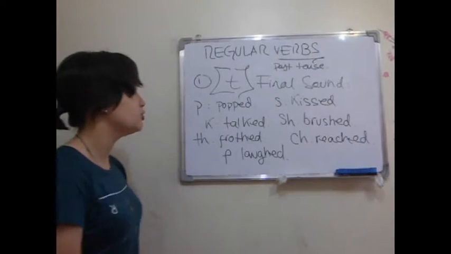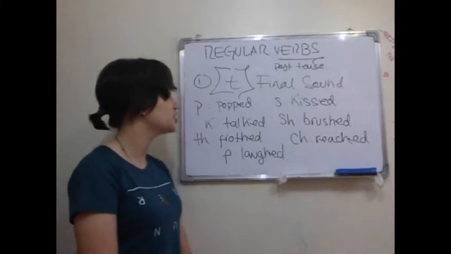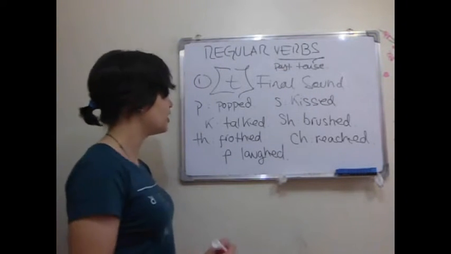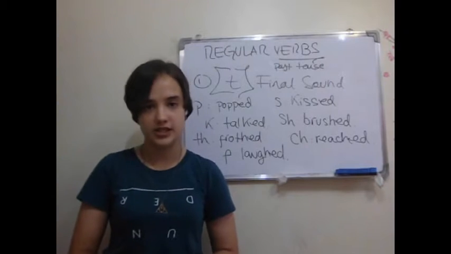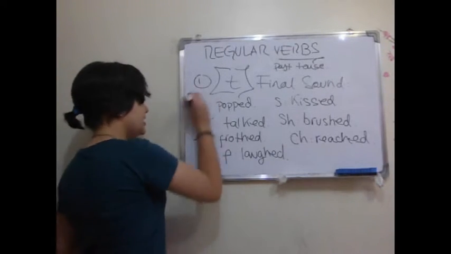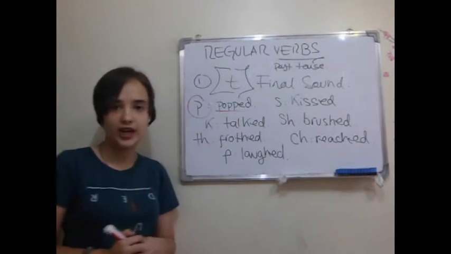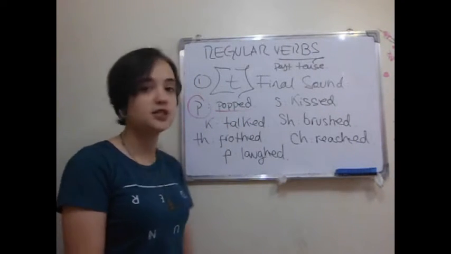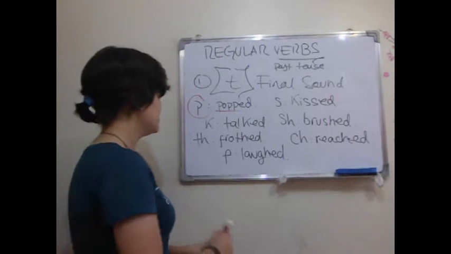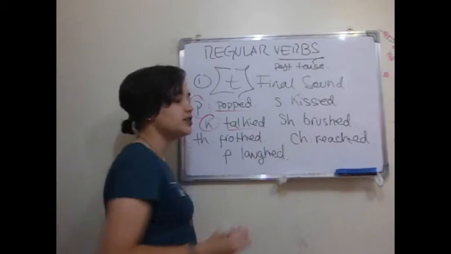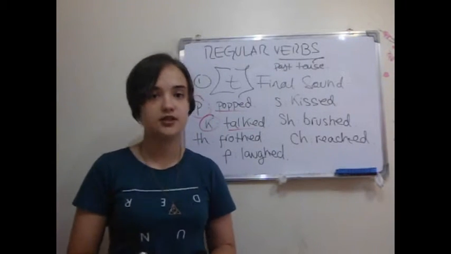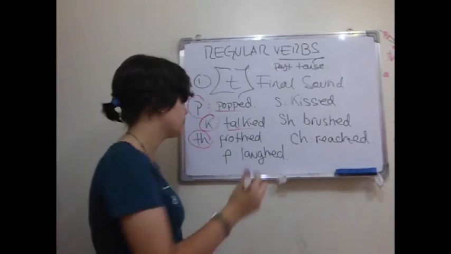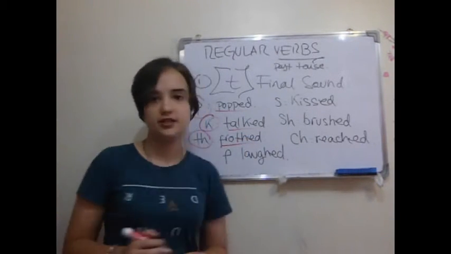So these are a few examples I wrote magically that are related to the sounds we said. We have the P in popped. Okay? So the pronunciation for the regular verb in its past tense is popped. Then we have K, talked, talked. TH sound, rushed.